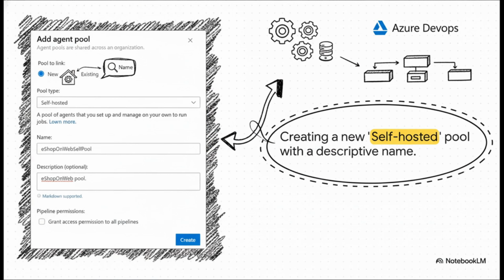And this is exactly what that step looks like. We're in our Azure DevOps project settings, and we're just clicking Add Pool. Now, the single most important click you're going to make here is choosing the self-hosted type. After that, we just give it a nice, clear name so that when we see it in our code later, we know exactly what we're dealing with.